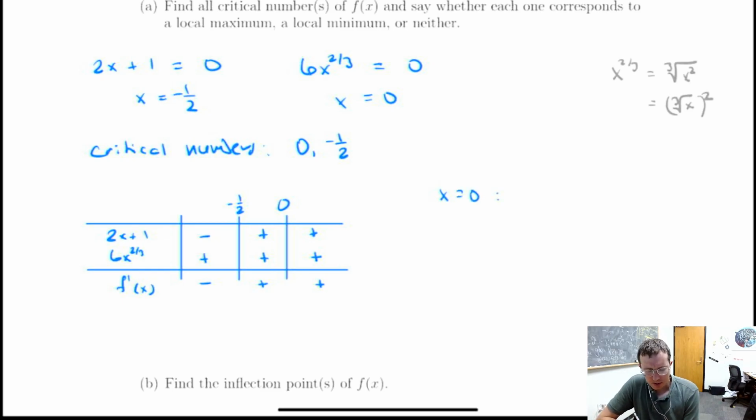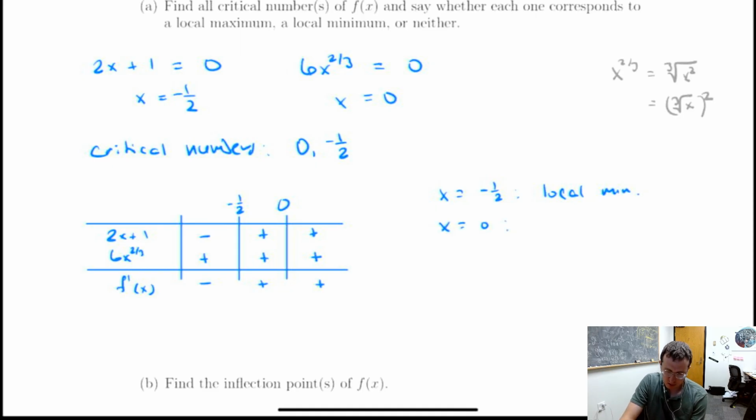So at x equals -1/2, the first derivative changes from negative to positive. Negative to positive, the function is going from decreasing to increasing. That's a local minimum. At x equals 0, the derivative goes from positive to positive. So the function is increasing, it levels off, but then it goes back to increasing. That's a stationary point, but it's not a local maximum or minimum.